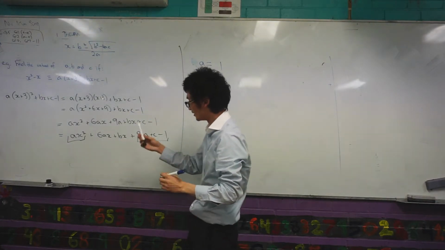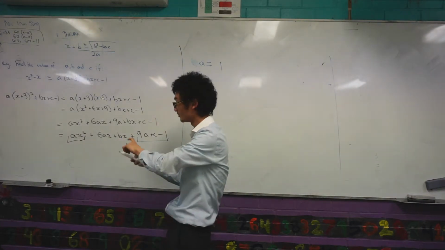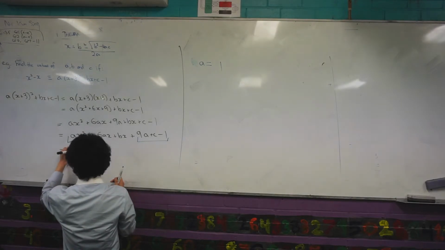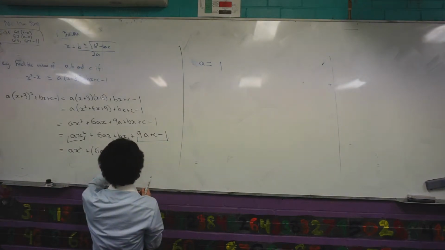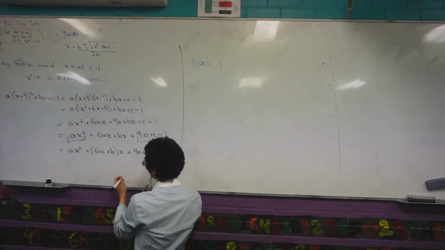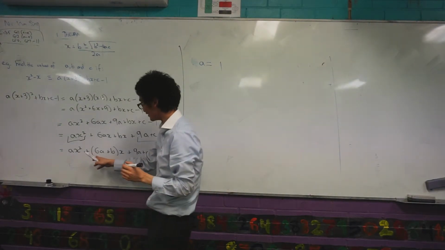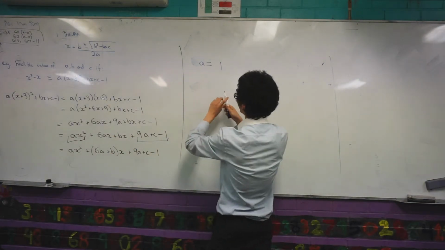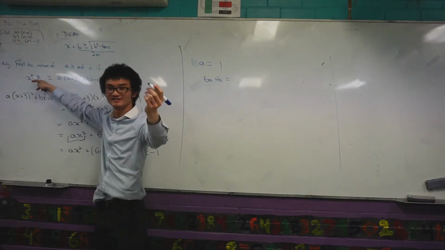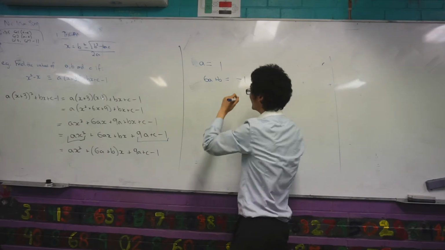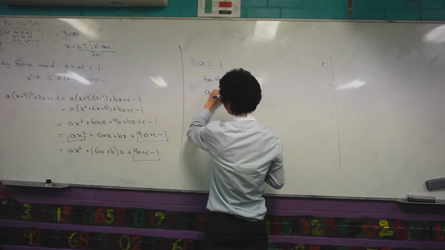What do I do over here? Well, remember, I want to find the coefficient of the x term. So I want to actually group these together. I kind of want to factorize them. I can rewrite this as ax squared plus, in brackets, (6a + b)x plus 9a plus c minus 1. All I've done is factorize the x out, so it looks more like this. So I've got 6a plus b is equal to, what's my coefficient here? -1. And last but not least, I've got my constant term, 9a plus c minus 1.